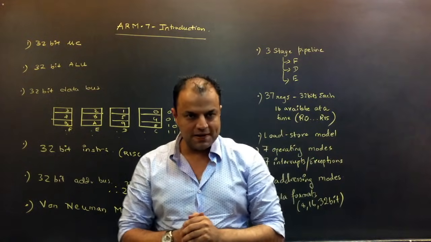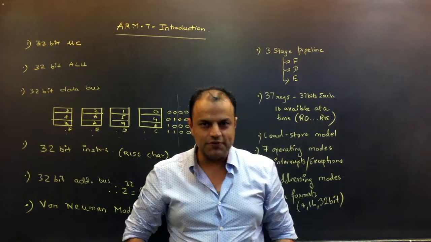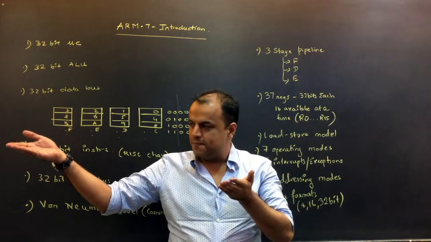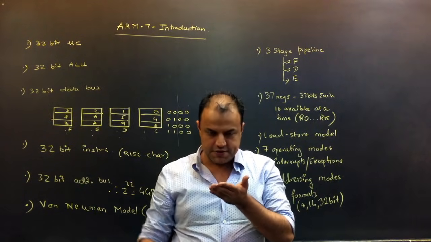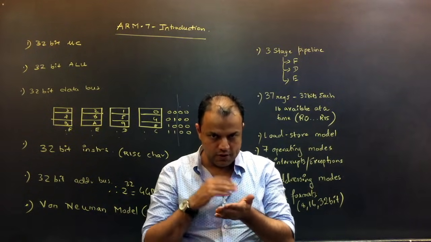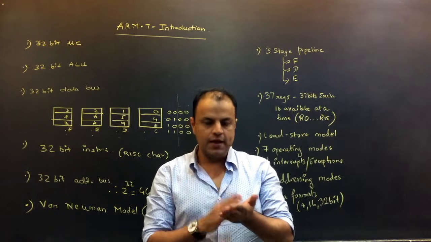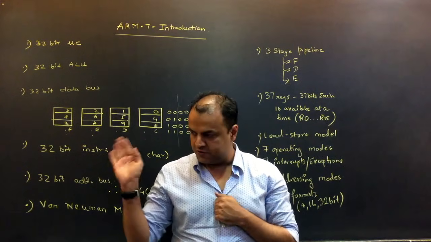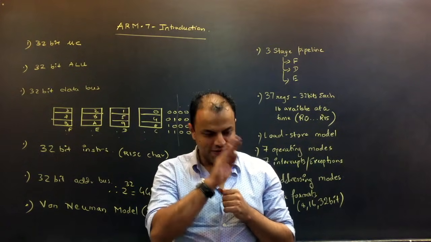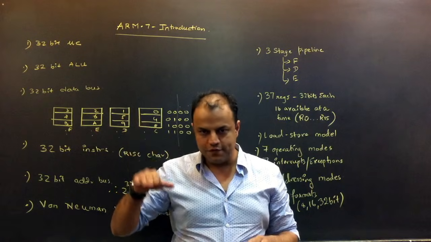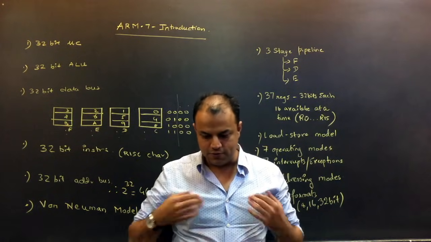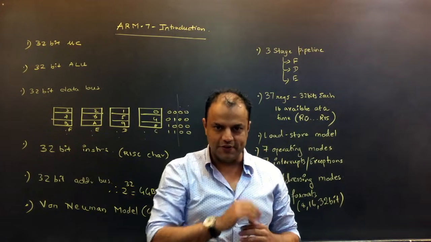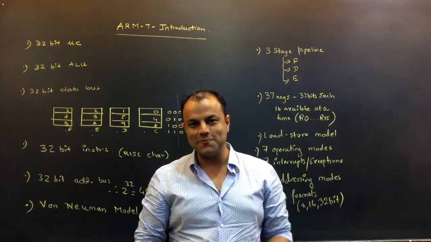A 3-stage pipeline means, I'm sure you know this, every instruction is stored in the memory. The first thing you do is fetch an instruction, then decode it to understand what the operation is, and then execute it to perform the operation. So this is how a normal processor works. Fetch, decode, execute. Fetch, decode, execute. Fetch, decode, execute. How does ARM work?